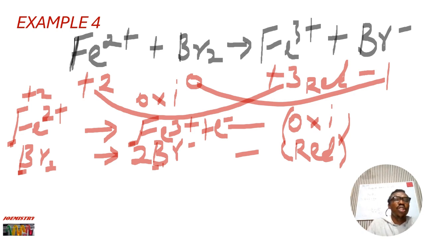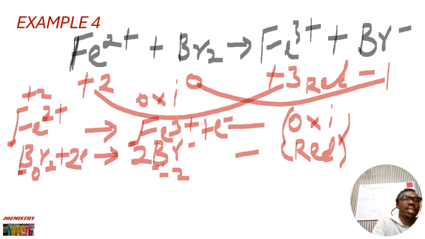Now let's go to the reduction half cell. The charge here is 0 and the charge here is what? -2. So to balance, we'll add 2 electrons here to balance the charges. So 0 minus 2, 0 minus 2. So the charge is what? -2, -2. So the charges are balanced on the reduction half cell and also on the oxidation half cell.